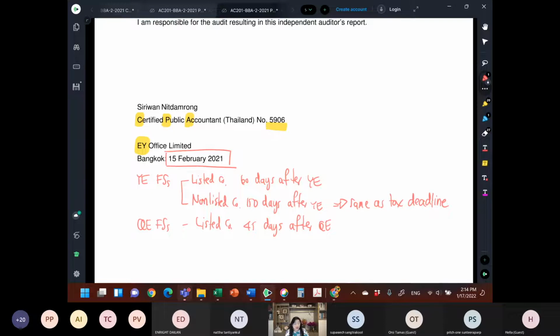For the year end, one more time, right? Year end. If you are listed in the Stock Exchange of Thailand, then you have 60 days after year end. But if you are not listed, then you have 150 days after year end, which is the same as the tax deadline. But for quarterly financial reports, it's shorter in terms of the length of time. It's only 45 days after quarter end. Okay.